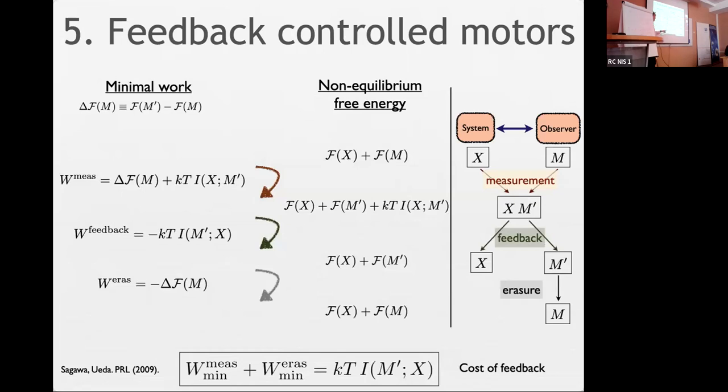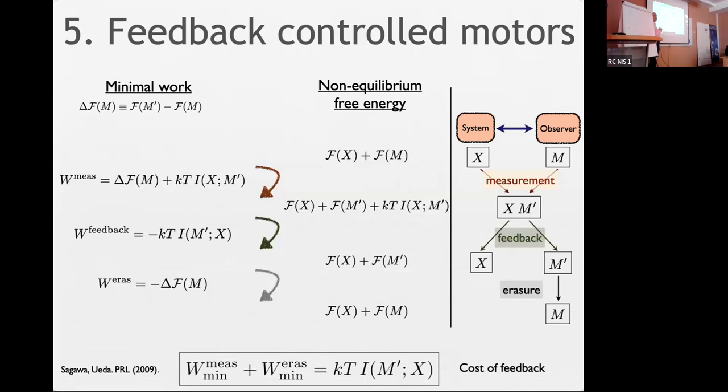The only thing that I want to say is that some books misinterpret Bennett's solution, and they say no, the cost is in the erasure, and there is no cost of measurement. This is not true. The cost is distributed among the two. Here, you see that there is this delta F. So depending on the type of memory you use, you can tune this as you like. For instance, you can make this zero by making delta F equal to kT I, and then it will appear here. Here, if you make delta F equal minus kT I, this is zero, and this is kT I.